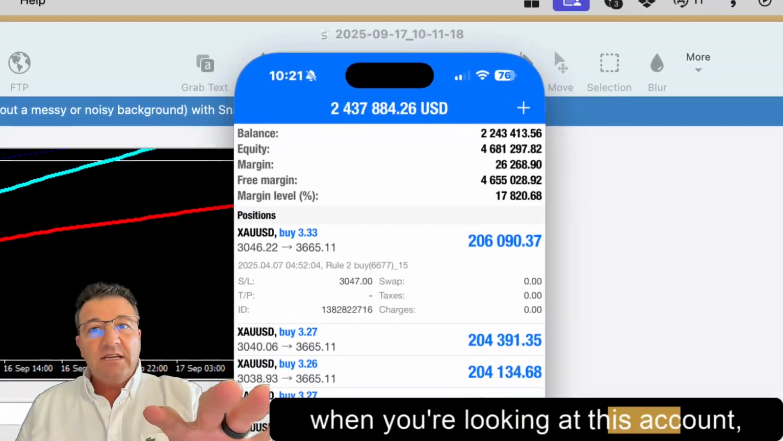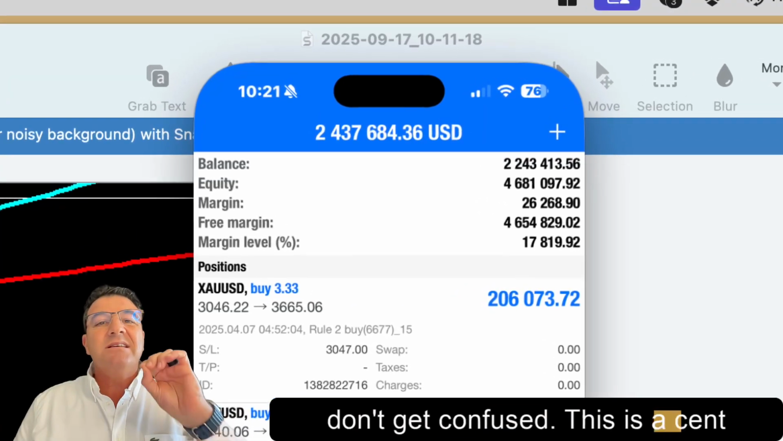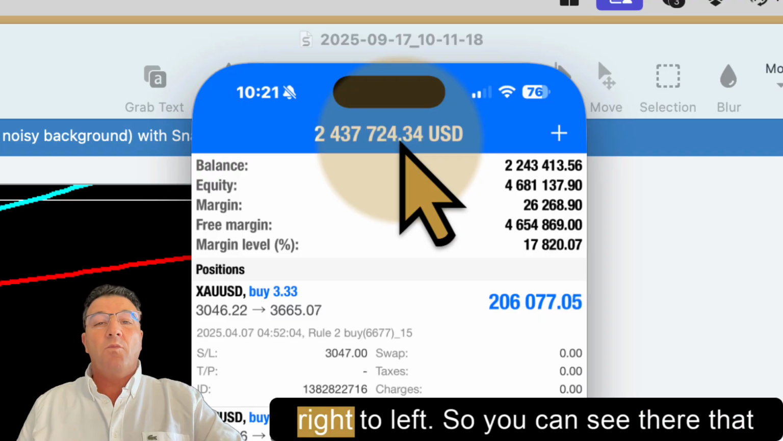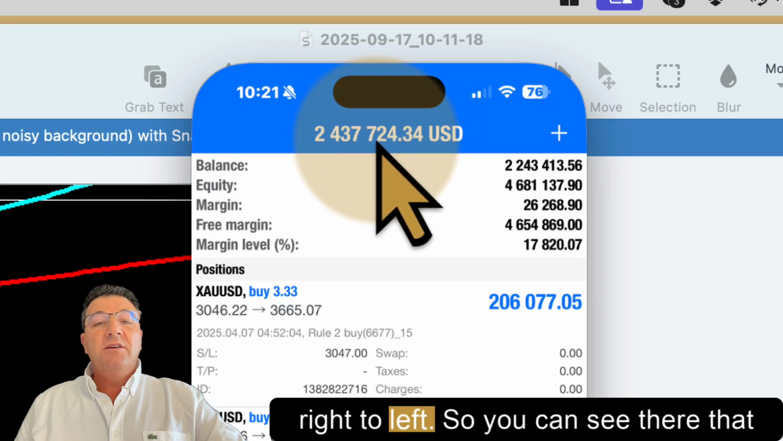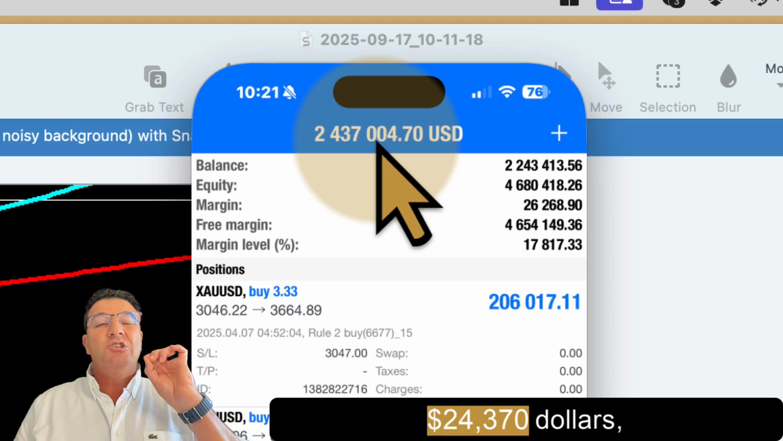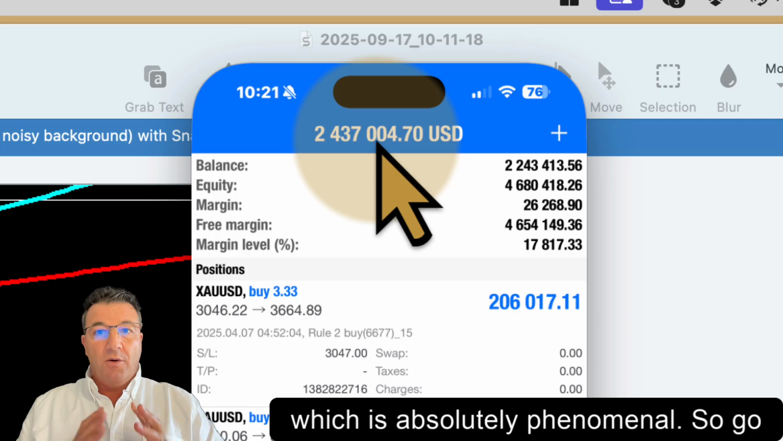Now, when you're looking at this account, don't get confused. This is a cent account. So effectively, we need to move the decimal place 2 places from right to left. So you can see there that this account is in positive to $24,370, which is absolutely phenomenal.